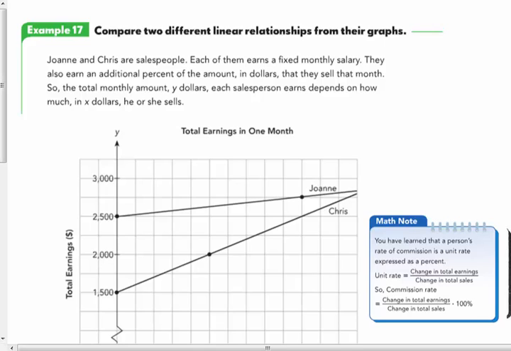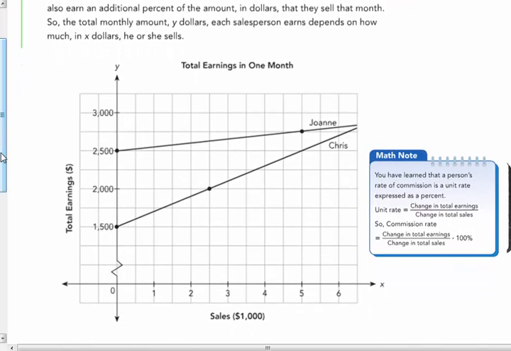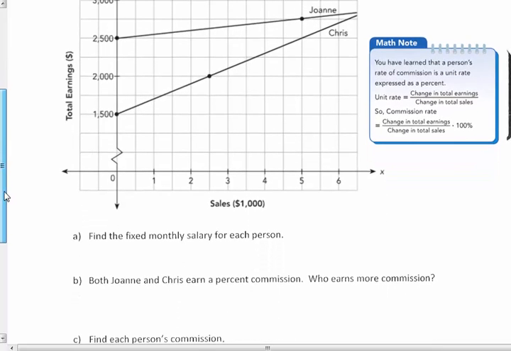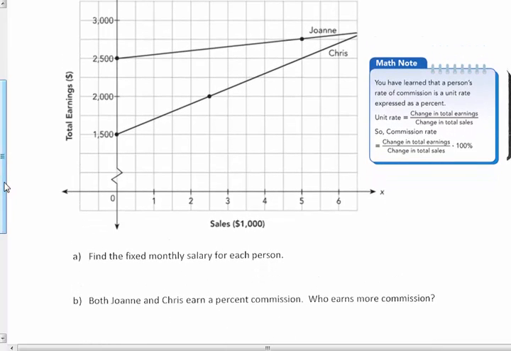The next question. Joanne and Chris are salespeople. Each of them earns a fixed monthly salary. They also earn an additional percent of the amount in dollars that they sell that month. So the total monthly amount, y dollars, each salesperson earns depends on how much in x dollars he or she sells. So it's a dependent relationship. It's a linear relationship. So first question here says, find the fixed monthly salary for each person. What is it per month?